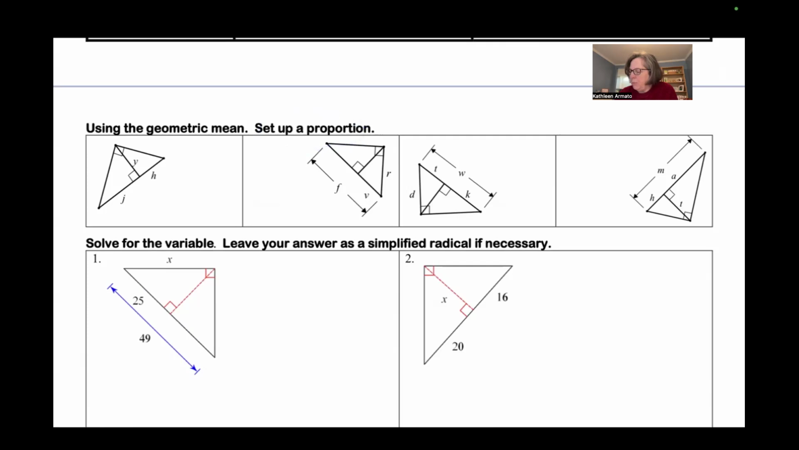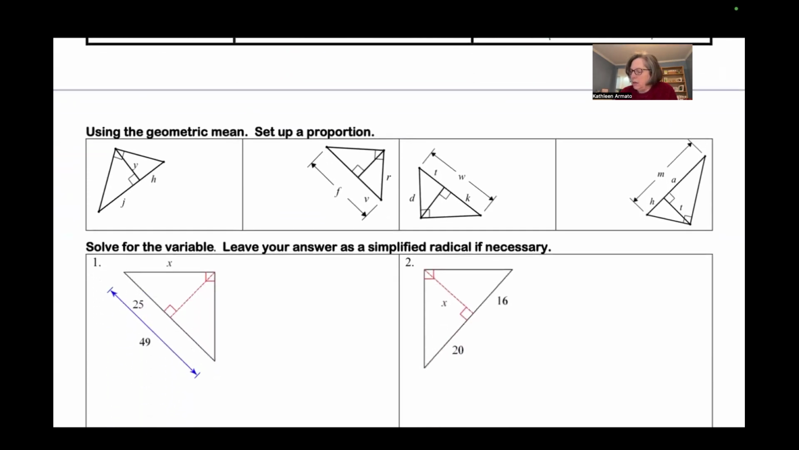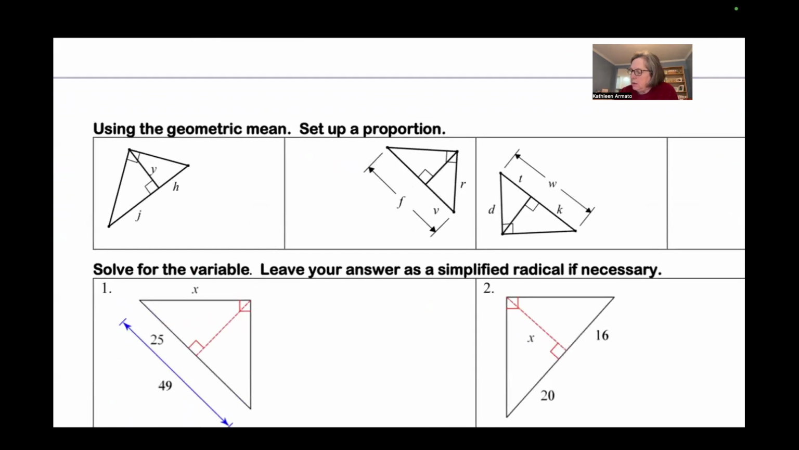All right, so when it says set up a proportion, I am okay with you writing one of these equations, all right? You don't have to actually write it as a proportion. Write it as a geometric mean. So the side that I'm given, nothing about the legs of the original triangle. I'm given the altitude of the original triangle. And the altitude rule is the altitude squared equals the product of the two parts of the hypotenuse.